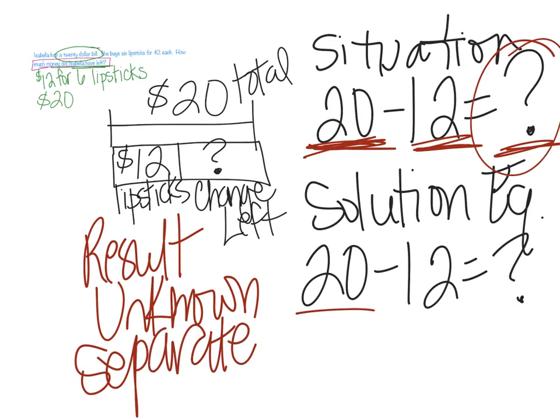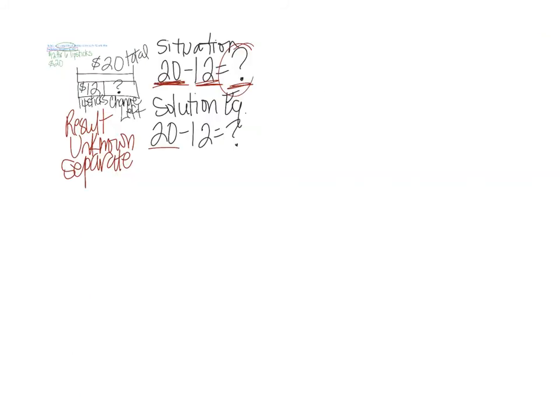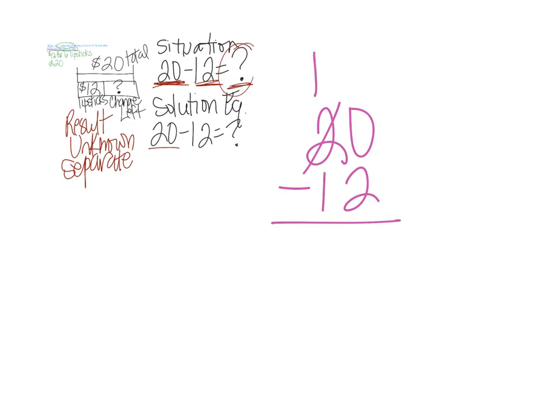Now let's solve. Rewriting our problem, 20 minus 12, vertically, we're able to subtract. So let's start in our ones place. What is 0 minus 2? Right, you can't do that. We're going to have to do what? Good, regroup. So we go to the tens place. 2 will turn into a 1. And this 0 is now a 10.